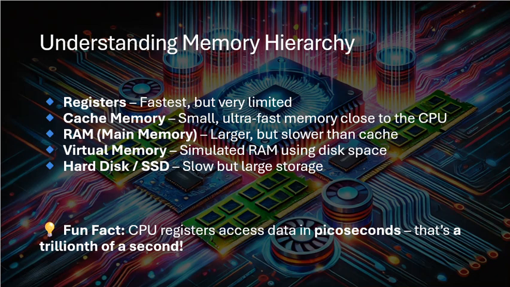Then after this, we have virtual memory. These use disk space to simulate additional RAM. After that, we have hard disk or SSD. These are the slowest but the largest storage option. Each of these memory types plays a crucial role in keeping our system running smoothly.